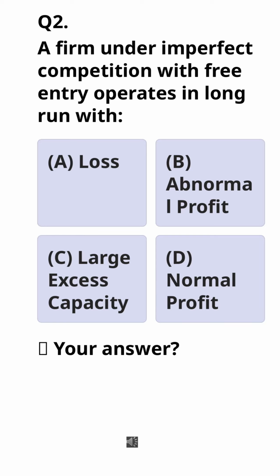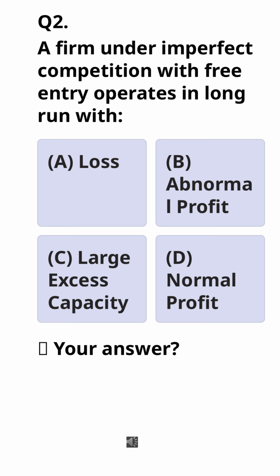All right, so let's consider what happens to a firm operating under imperfect competition with free entry in the long run. Now, depending on the firm's profitability and the market conditions, different outcomes can occur. If the firm is making a normal profit, it means it's covering all its costs, including the opportunity cost, and there's no incentive for new firms to enter or existing firms to exit the market. However, if there's large excess capacity, the firm isn't producing at the most efficient scale, which suggests underutilized resources and potential for expansion if conditions change.